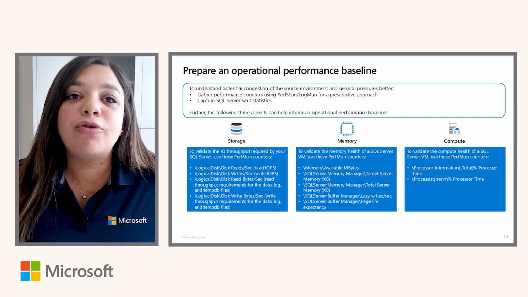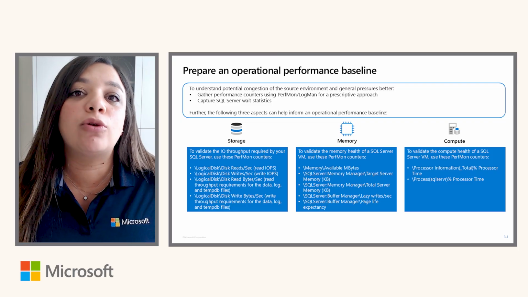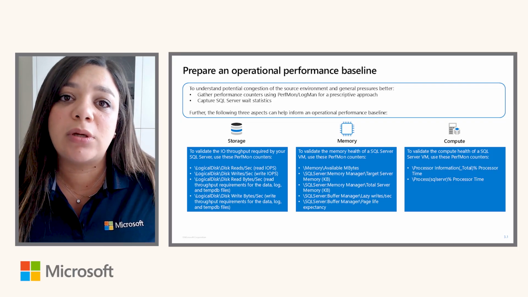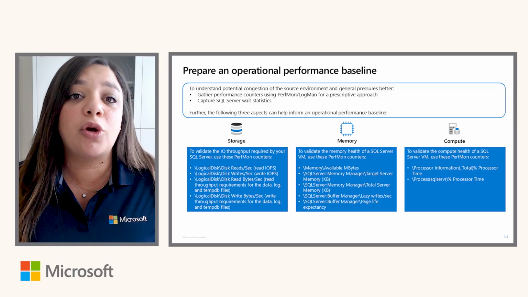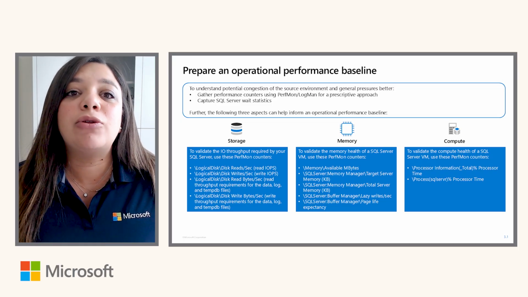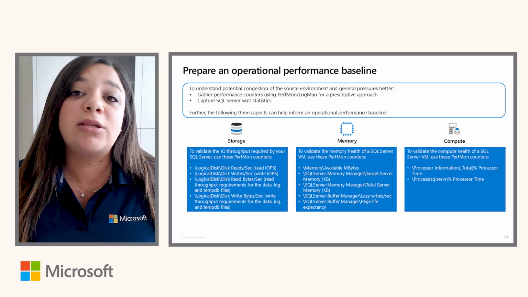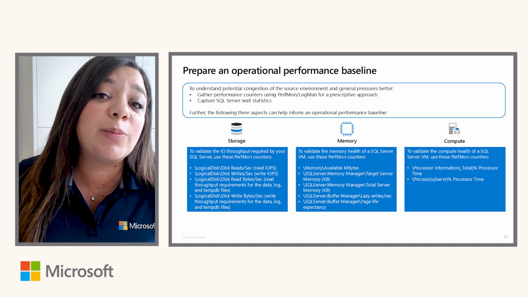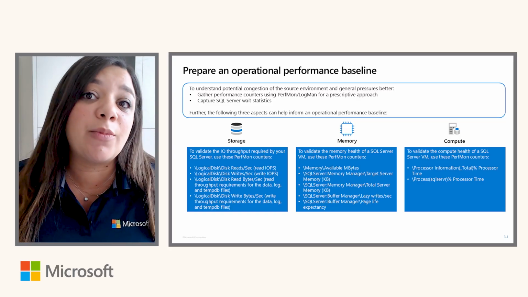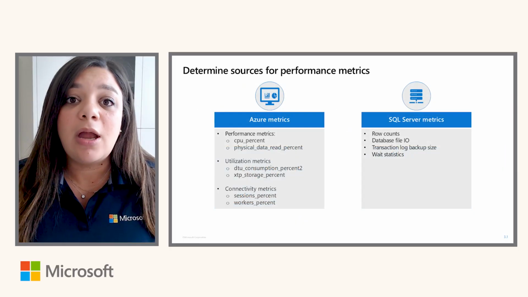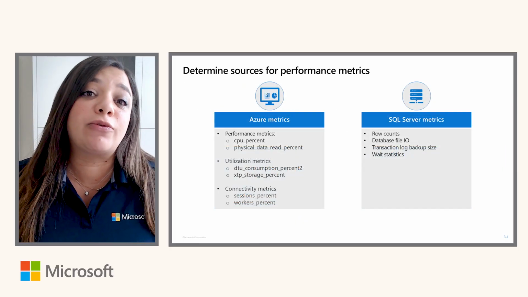For the DP-300 exam, understanding performance baseline is critical for diagnosing SQL Server performance issues. So know the key areas to monitor: storage, memory, and compute. Understand how to interpret these counters. For example, high disk latency can show us that there are some storage performance bottlenecks, or maybe page life expectancy, which helps assess memory pressure.